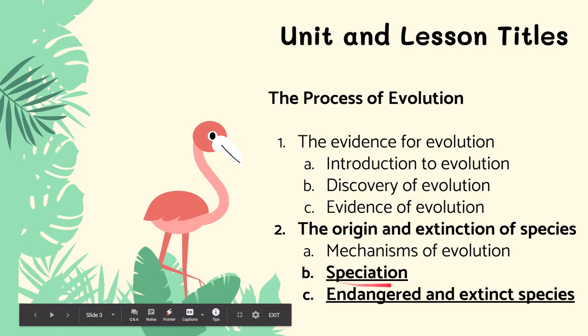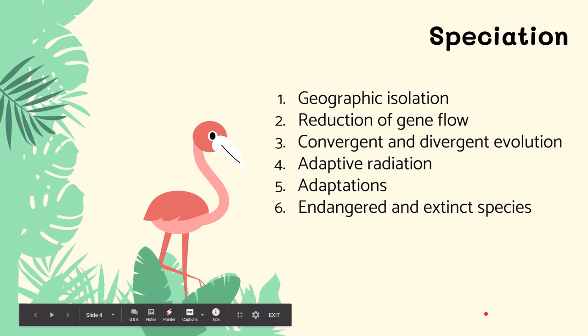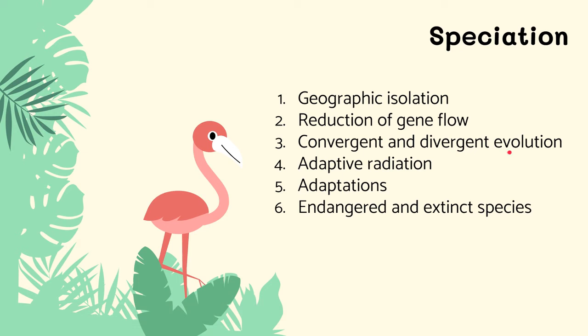We are down to the last two lessons for this subunit. So, like what I've mentioned, we will be talking about speciation, adaptation, and of course, a little bit about endangered and extinct species. So these are the specific lessons for this video. We will look into geographic isolation, reduction of gene flow, convergent and divergent evolution, adaptive radiation, and some adaptations of plants and animals, and some endangered and extinct species.